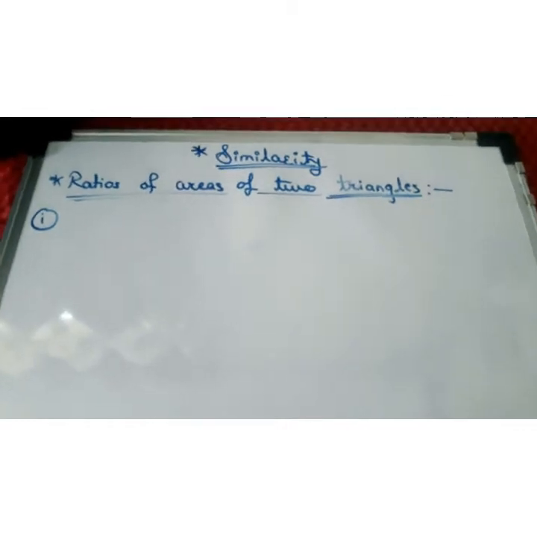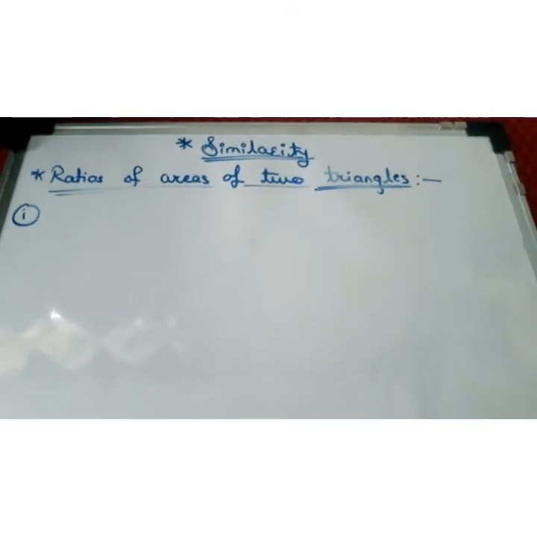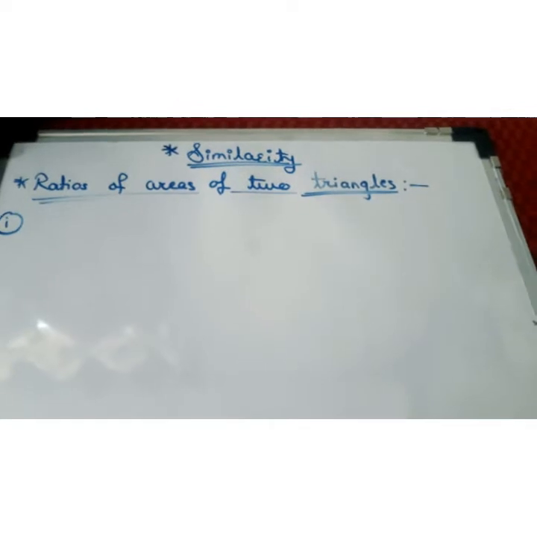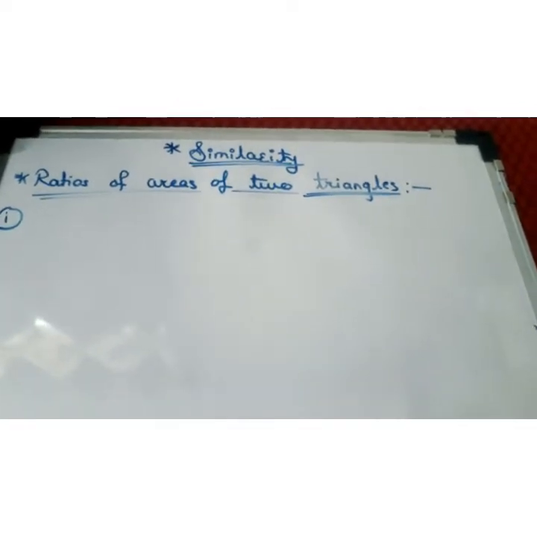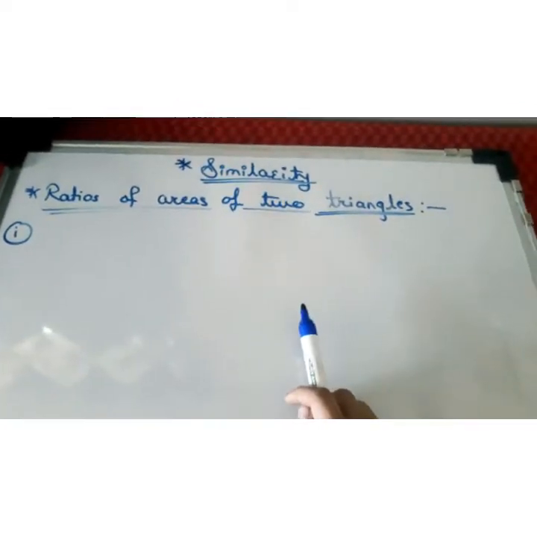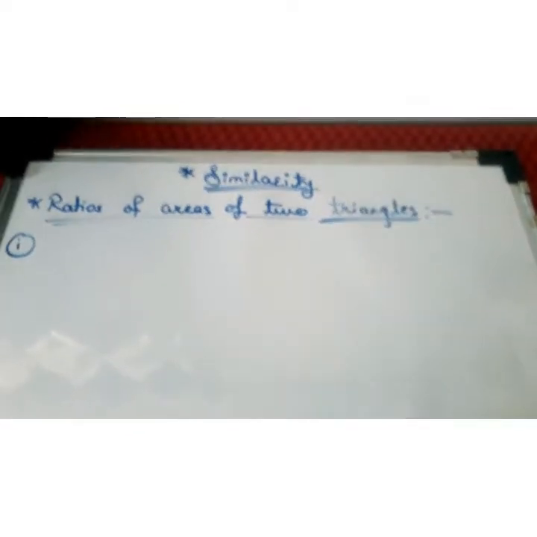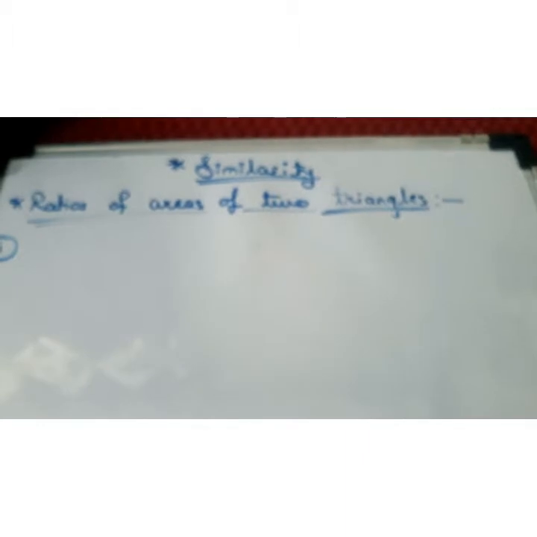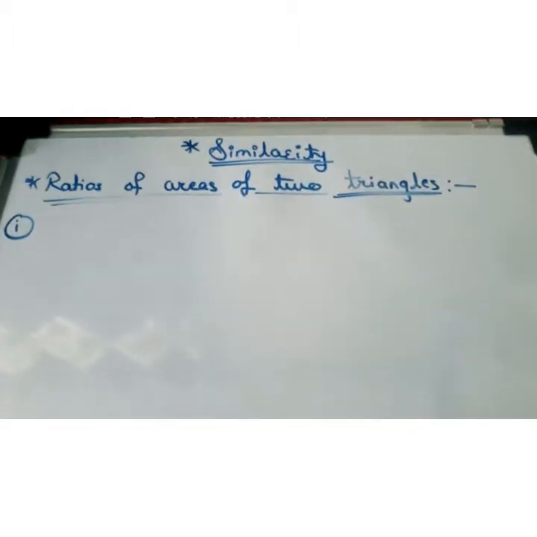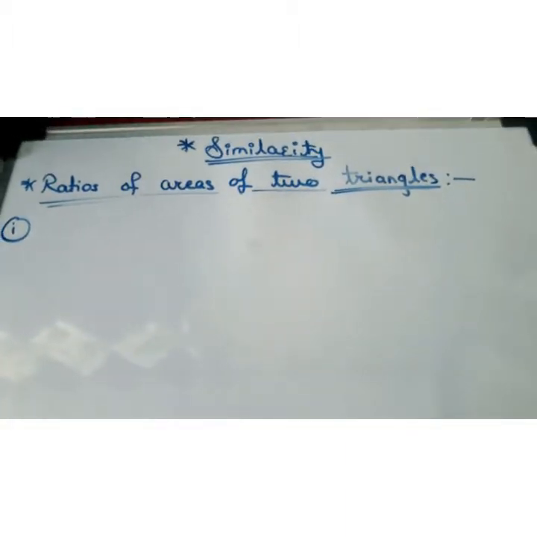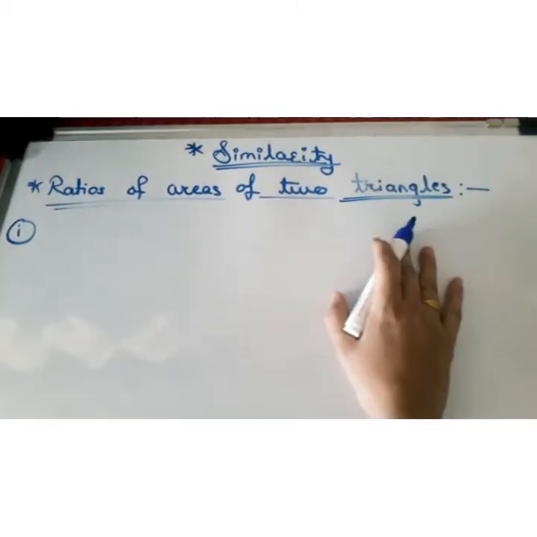Hello friends, today we are going to see the next topic, that is similarity of triangles. Obviously, as the name suggests, in this lesson we are going to see how triangles are similar, how we can say that two or more triangles are similar to each other. But before that, let's see what the ratio of areas of any two triangles will be.